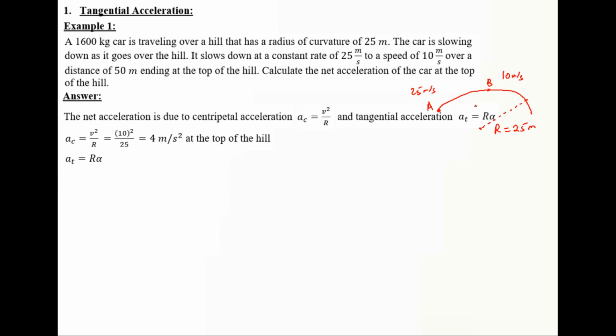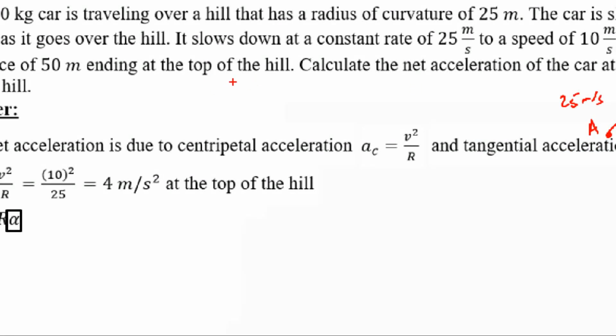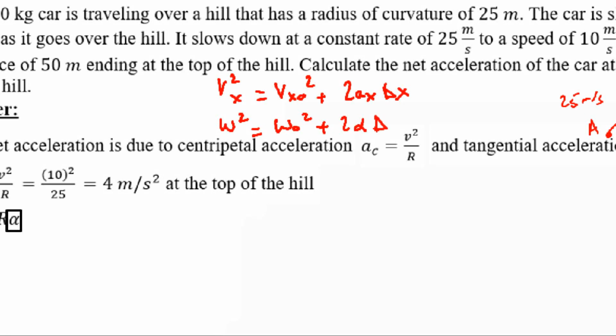Now what about the tangential acceleration? It is given by r alpha. However, we don't know the value of alpha. Alpha is the angular acceleration and can be determined by referring to the type of motion, because they're telling us at a constant rate, which means uniformly varied motion. We don't have time. So basically recall that one equation of motion that doesn't involve time is given by v_x squared equals v_x0 squared plus 2 a_x delta x. But here we're talking about circular motion, so v would be upgraded to omega, then omega squared is equal to omega_0 squared plus 2 alpha delta theta.